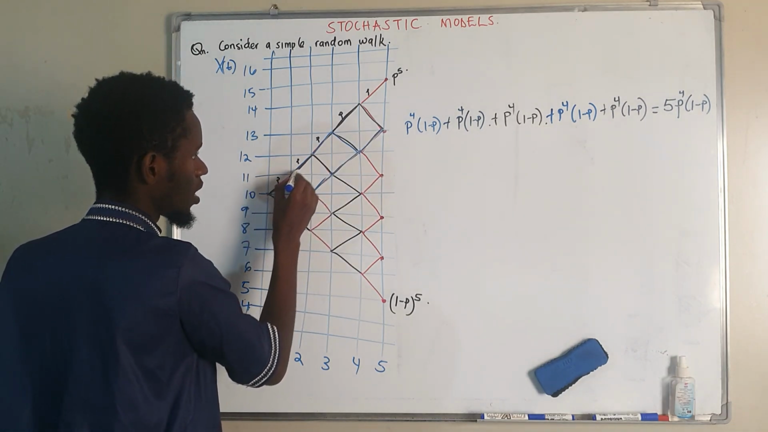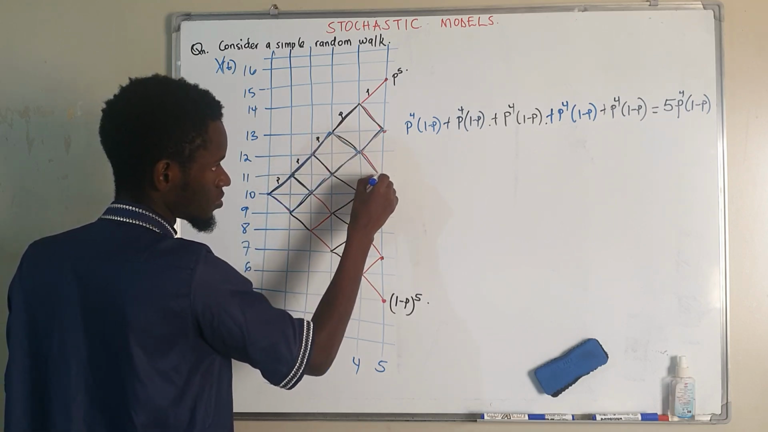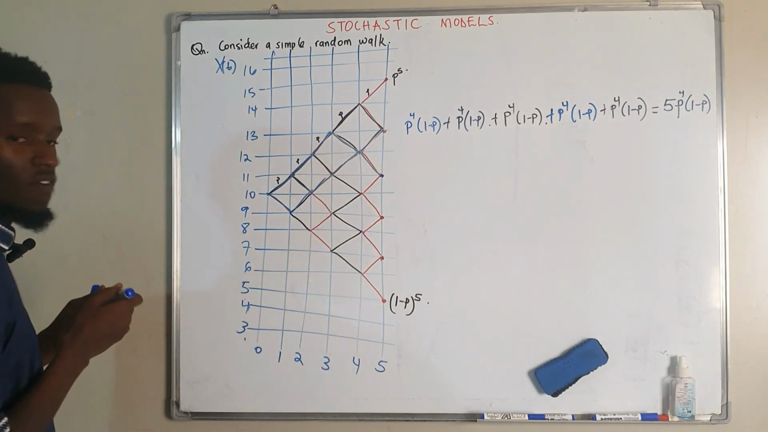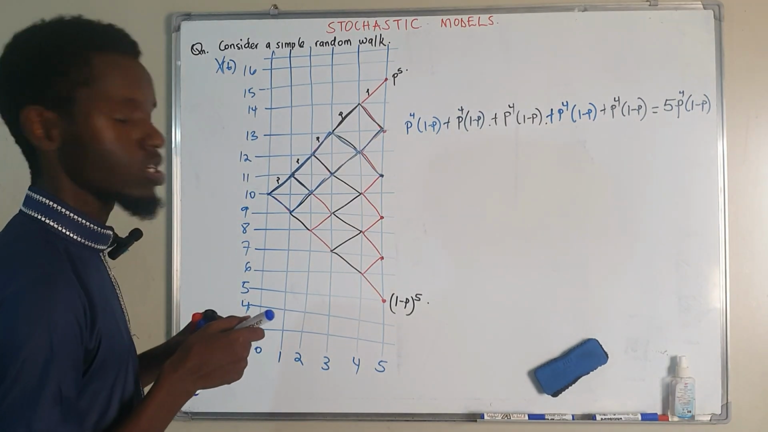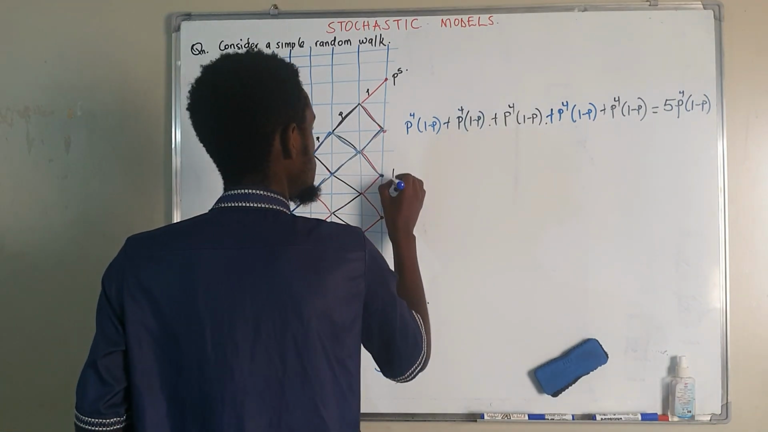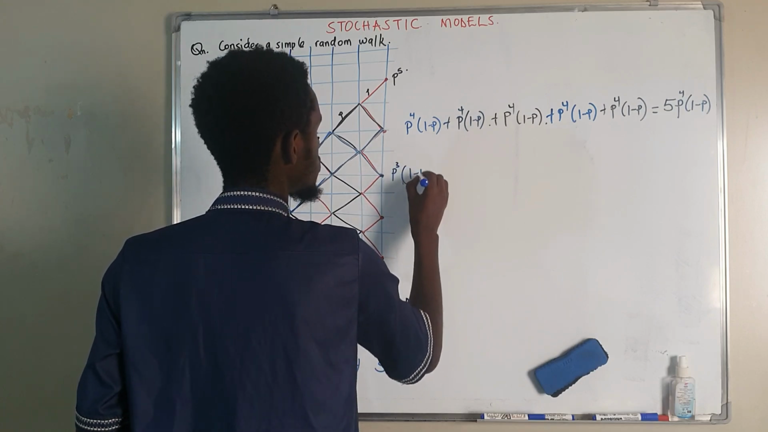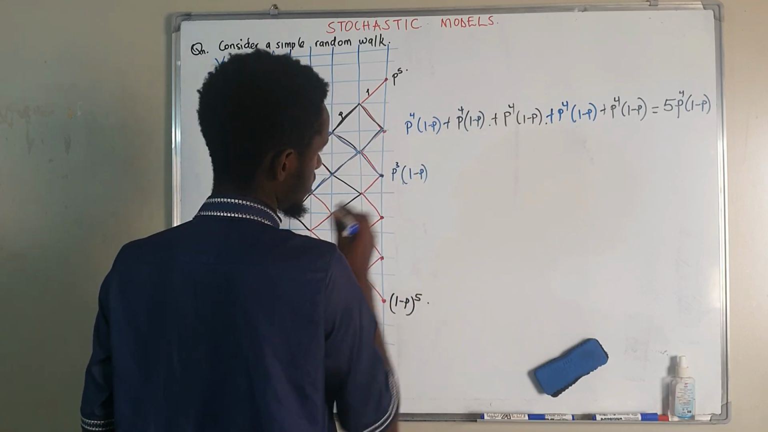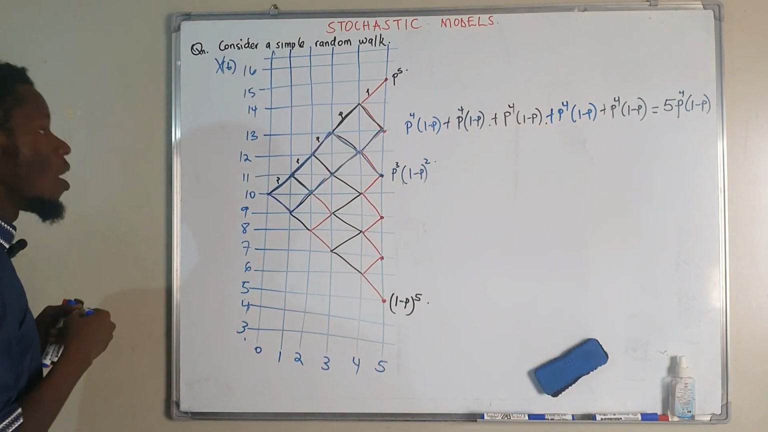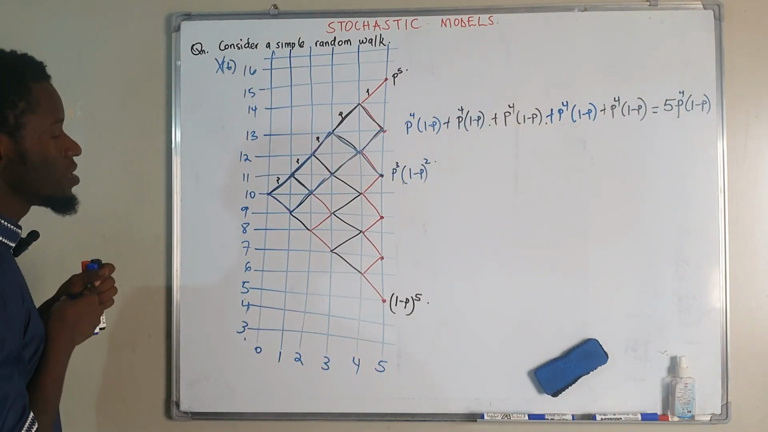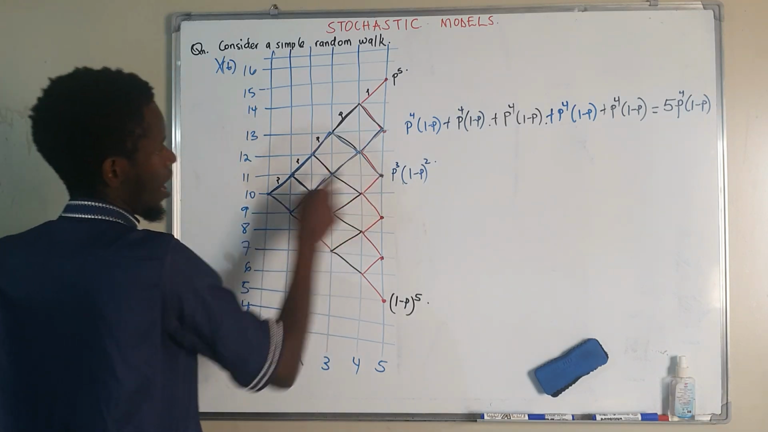I come up, I come up, I come up, I move down, I move down. That is my first attempt. It is now p times 1 minus p. This is going to be p cubed into 1 minus p, like that, squared. That's my first attempt. Now, my second attempt may be, remember, my task is reaching here.